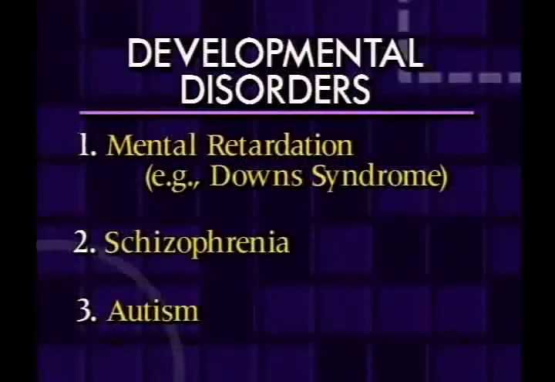Sometimes the brain does not develop normally, and when that happens, we have what are called developmental disorders. 3 common examples of developmental disorders include mental retardation, such as Down syndrome, schizophrenia, and autism. Let's talk a little bit about mental retardation.